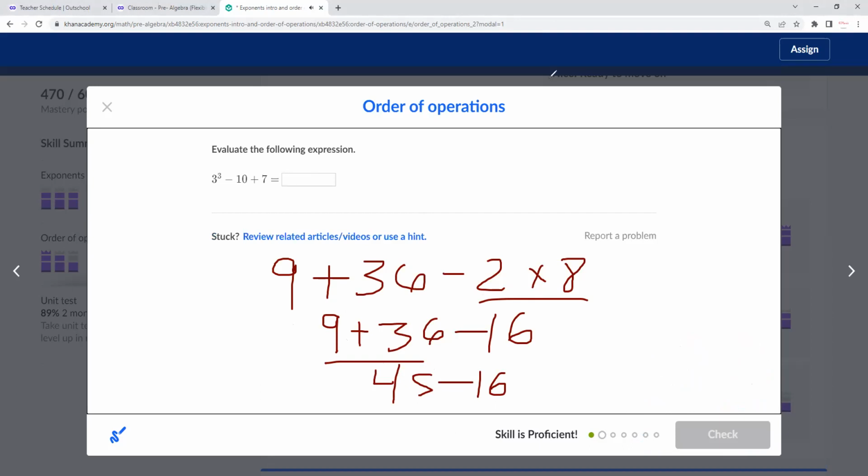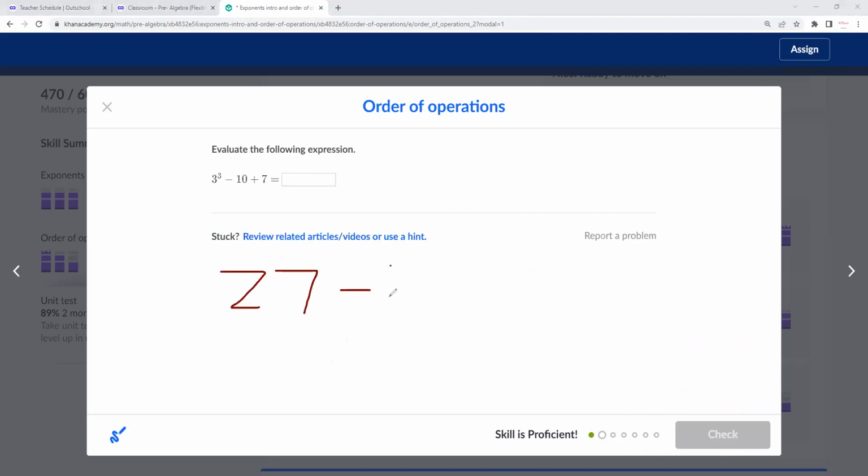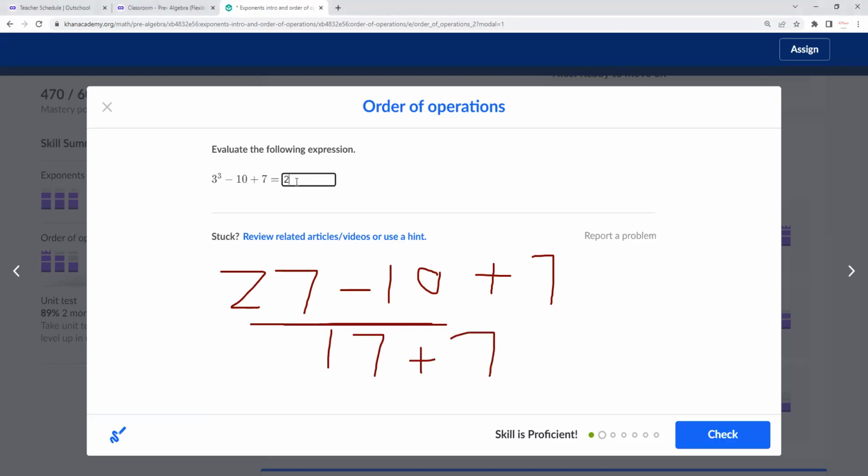3 to the third power comes first, which is 27. Remember, you do addition and subtraction, whichever comes first when moving left to right. This gets you 17 plus 7, which is 24.